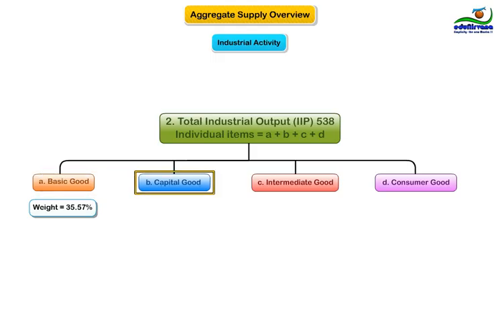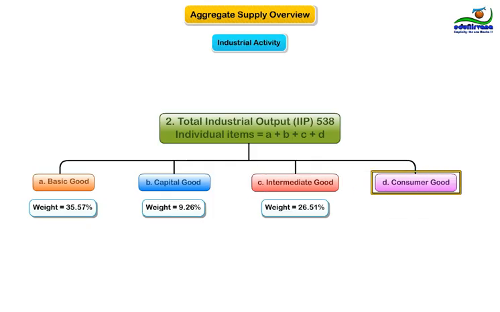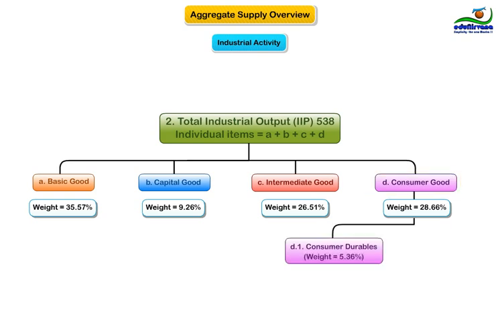B, capital goods, which weighs about 9.26%. C, intermediate goods, weighs about 26.51%. And D, consumer goods, which weighs about 28.66%, and it can be further classified into subcategories: consumer durables and consumer non-durables with their respective weightages as 5.36% and 23.30%. Now let's learn each category with a little more detail.